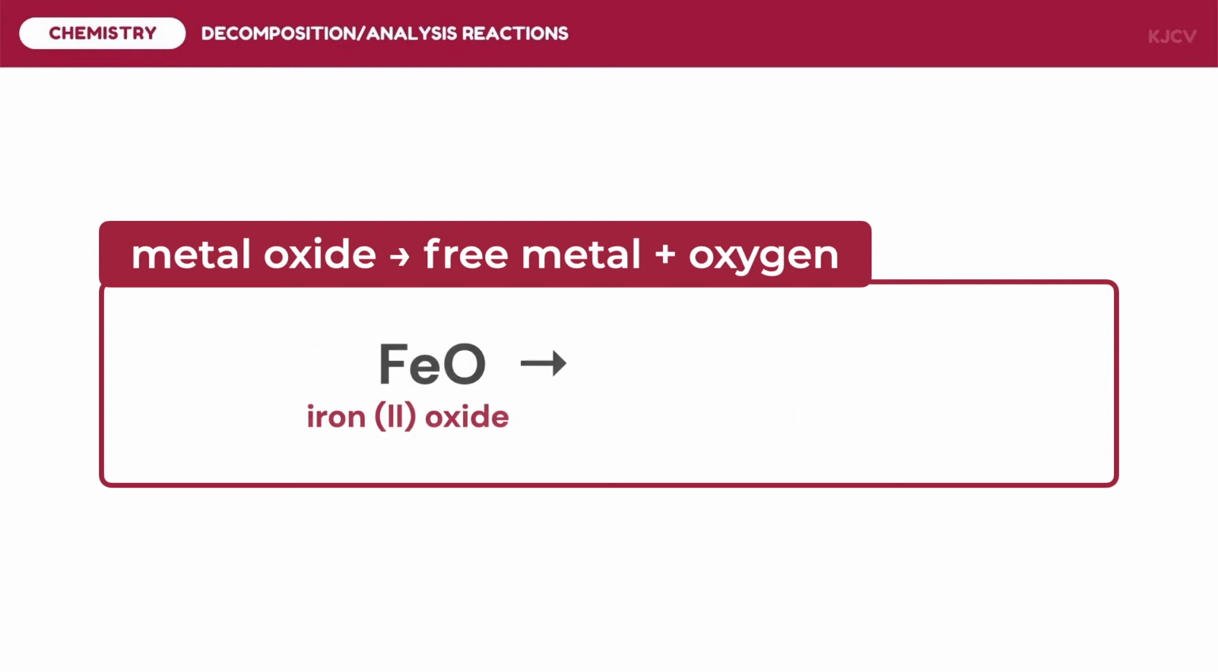For the next example, we have the decomposition of iron 2 oxide. Regardless of what ion the iron metal will form, it will be the free iron metal in the product side. The other product will be the diatomic oxygen. Balancing the reaction, we have 2 moles of iron 2 oxide decomposing into 2 moles of iron and 1 mole of the diatomic oxygen molecule.